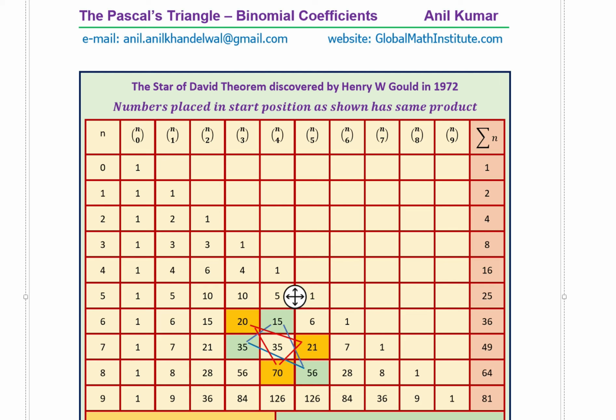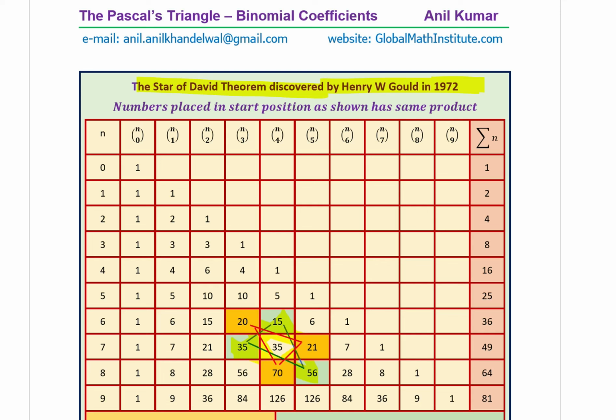Which was seen, and now it is called the Star of David theorem, discovered by Henry W. Gould in 1972. So in this particular pattern, Pascal's triangle, you notice that if you connect the elements in the form of a star as shown here, the elements which are connected as 20, 21 and 70, and then we have 35, 15 and 56, their product is exactly the same.